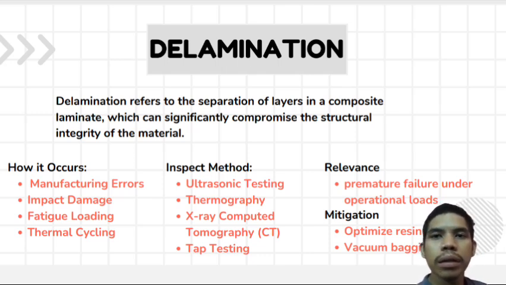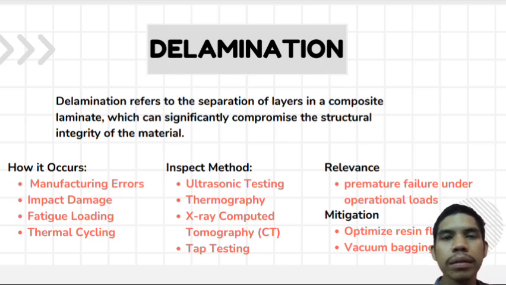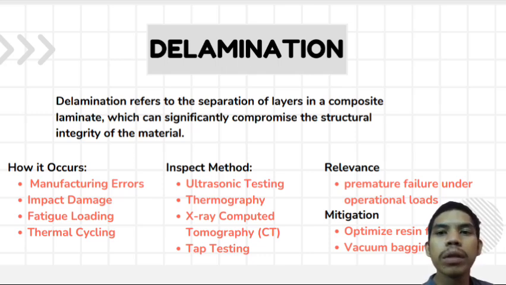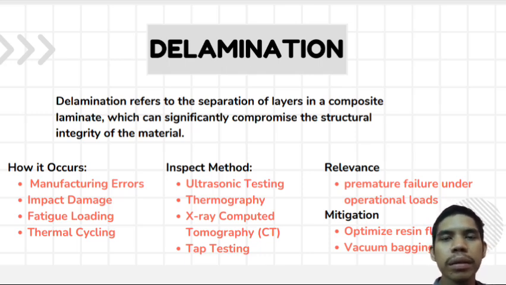How to inspect them? By using ultrasonic testing, which uses high frequency sound waves to detect internal defects. Delamination reflects sound waves, creating detectable echoes. Thermography involves heating the surface of the laminate and observing the heat flow using infrared cameras. We can use X-ray computed tomography to provide detailed 3D images of the internal structure. And we use tap testing, a simple manual method where the surface is tapped with a small hammer or coin.